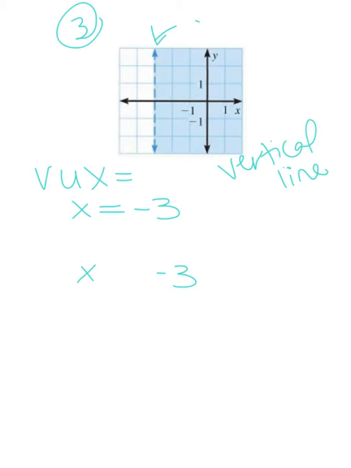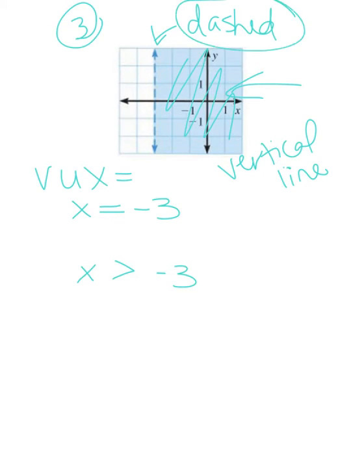I notice that I have a dashed line, so I have to pay attention to that when I'm writing the symbol. And I shaded everything to the right-hand side of x is equal to -3. So all of those values are larger: -1, 0, 1, 2. So all of those values are greater than -3. So I know I'm going to have a greater than sign. Again, because it's dashed, I know I'm not going to have an equal sign. So in the end, my inequality is going to be x is greater than negative 3.